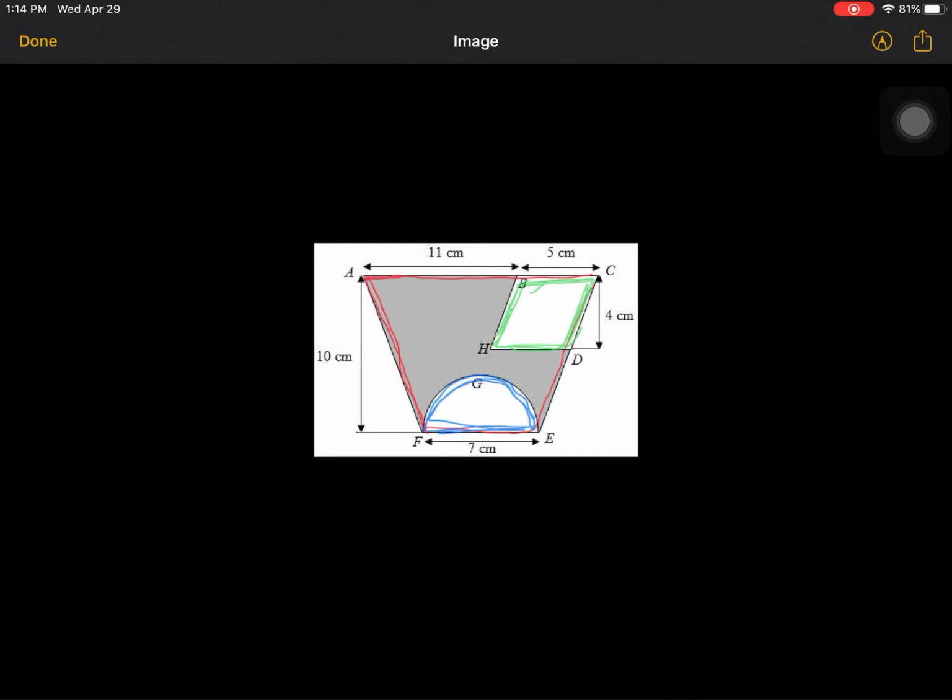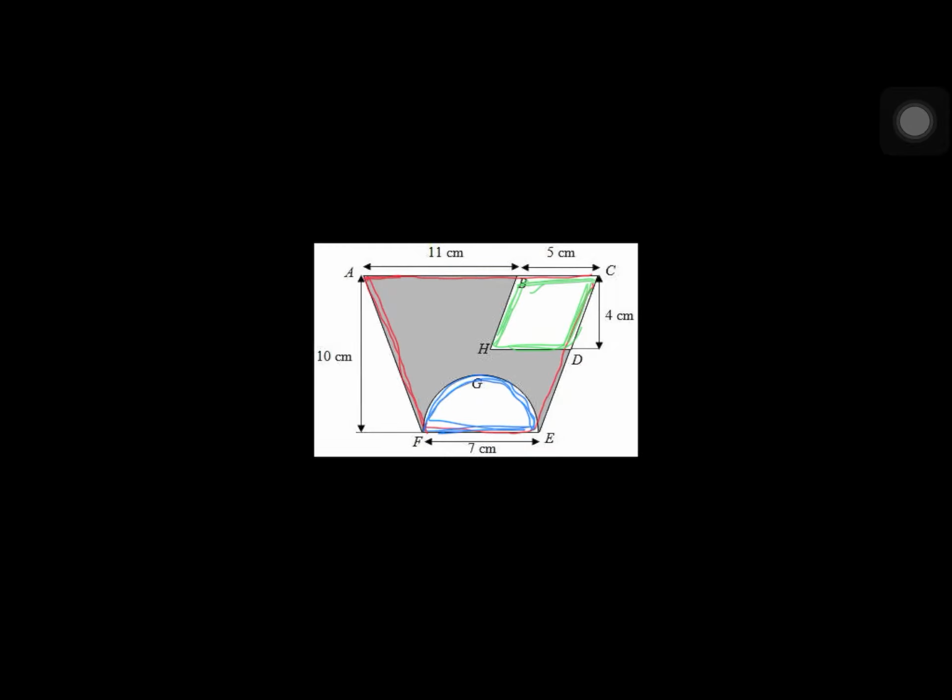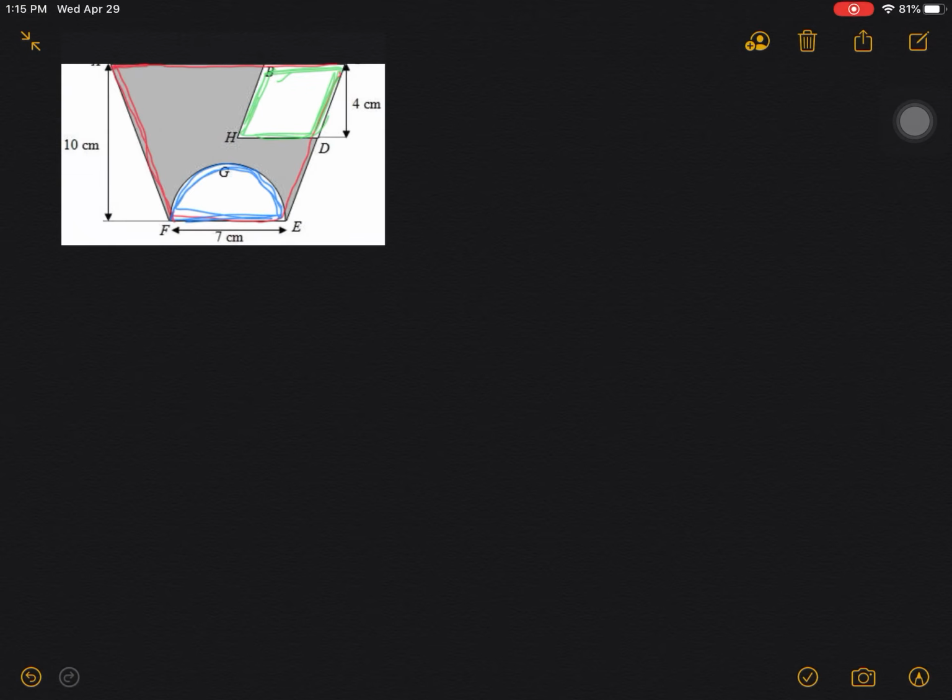So we are looking for the area of the shaded section of this shape. If you take a look, you can see that the main shape here is that trapezoid that's outlined in red. We're going to find the area of that trapezoid in red, and then we're going to take away the missing semicircle in blue and the missing parallelogram in green. So our first step is to work on getting our trapezoid area.